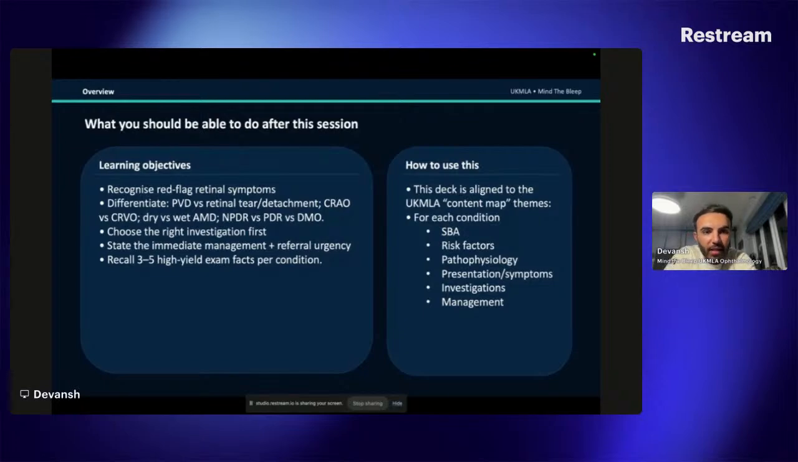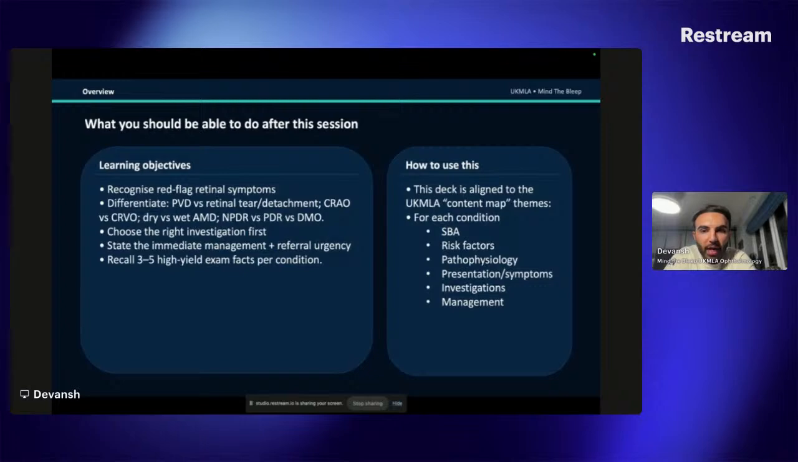So the key things that I'd like you to try and achieve by the end of this session is to be able to recognize some of the red flag symptoms for retinal conditions, to be able to differentiate between common retinal conditions like posterior vitreous detachment, and the difference between that and retinal detachments and tears, differentiating between central retinal artery occlusions and vein occlusions, differentiating between dry and wet AMD, as well as the varying pathologies for diabetic retinopathy, including non-proliferative, proliferative, and diabetic macular edema.